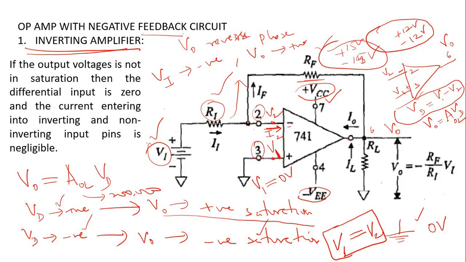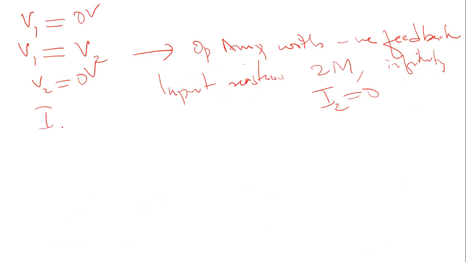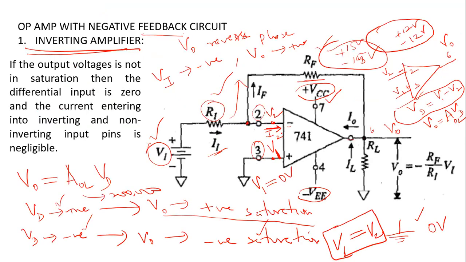So if you apply Kirchhoff's law at this junction here, Kirchhoff's first law says that at any junction, the total current entering the junction equals the total current leaving the junction. If you look at this circuit carefully, the current entering this junction is your I1. The current which is supposed to leave this junction is I2 and IF. And also we know that I2 is 0. So you will find that your input current II is equal to IF, according to Kirchhoff's law, because your I2 is 0. II is equal to IF.